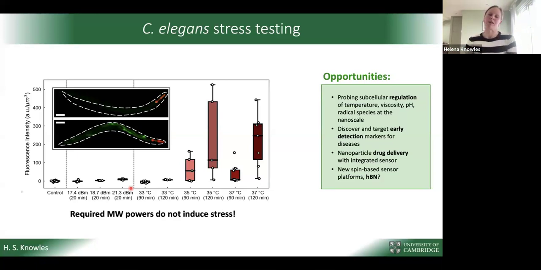And more generally, of course, diamond nanocrystals, we know they're great sensors, but they can also be used for drug delivery. So this could be quite a nice opportunity to have an integrated drug delivery with a sensor of what the actual response is of an organism to the drug. And of course, there are many other opportunities here looking at other spin-based platforms, which are not diamond, that are sort of coming up. Different materials such as hBN.